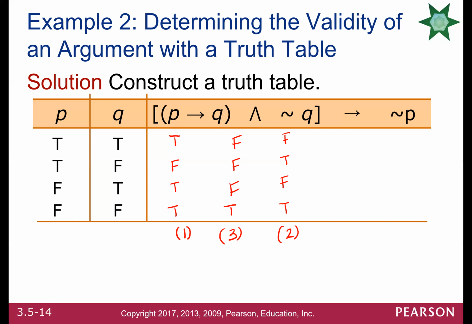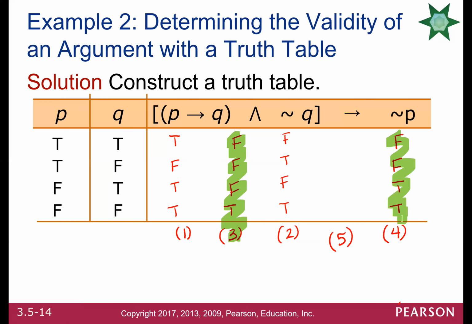All right. So now I am going to create the negation of P. That is going to be my 4th step here. The negation of P would be false, false, true, true. And last but not least, I'm going to create the conditional between my conjunction here, column 3, and my negation of P, column 4. So the conditional will only be false if the antecedent is true and the consequent is false, which is not the case for any of these.